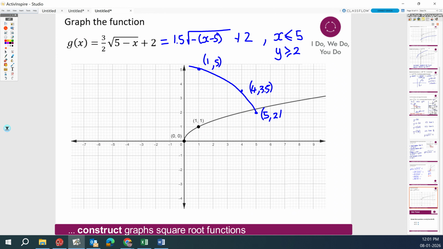How many types of functions will we learn this year? We did 3, right? That's a strange question.